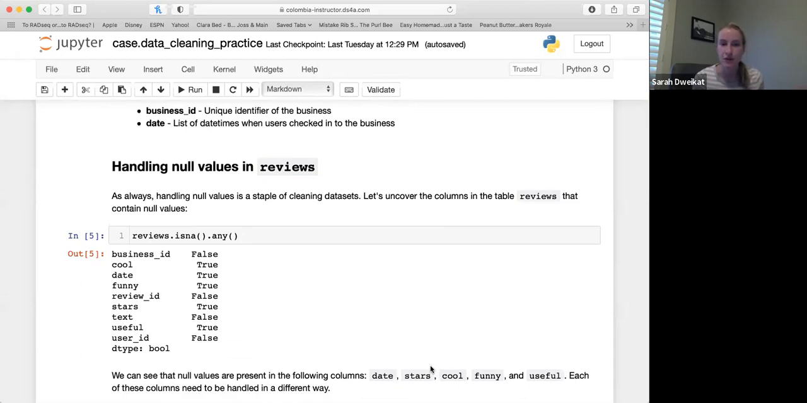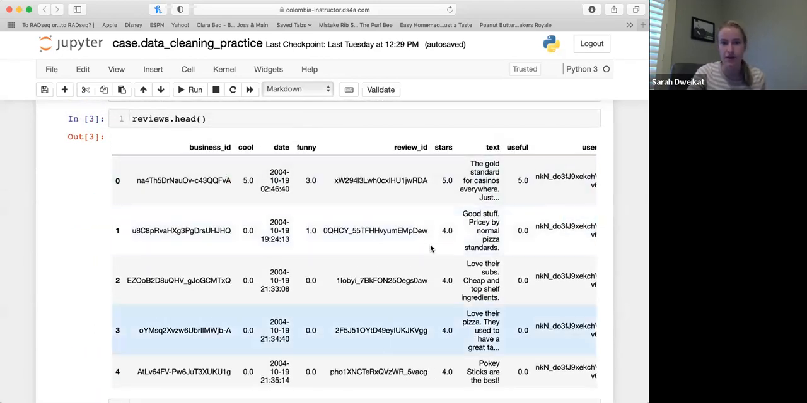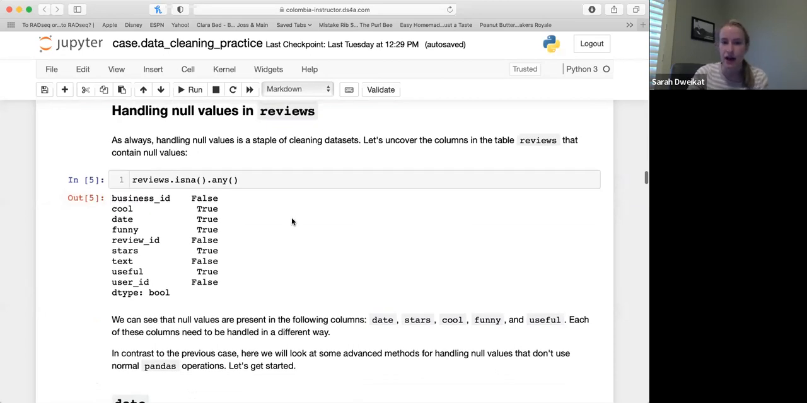So if we start with our reviews data set, just as a reminder, the reviews data set is this one. This has all of our reviews in terms of the stars, ratings for cool, useful, things like that. So we want to check if there are any null or missing values here. So we say reviews.isna().any(), and this will iterate through the columns and tell us that wherever we see a True, there are missing values in those columns.